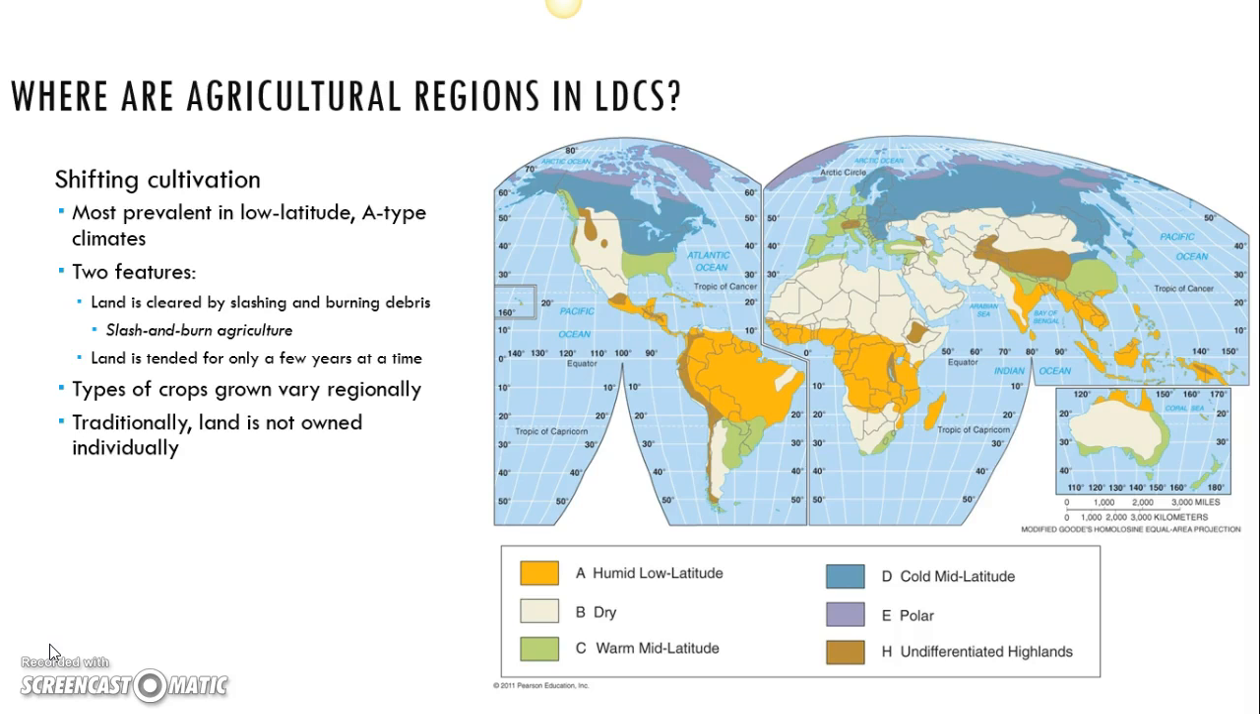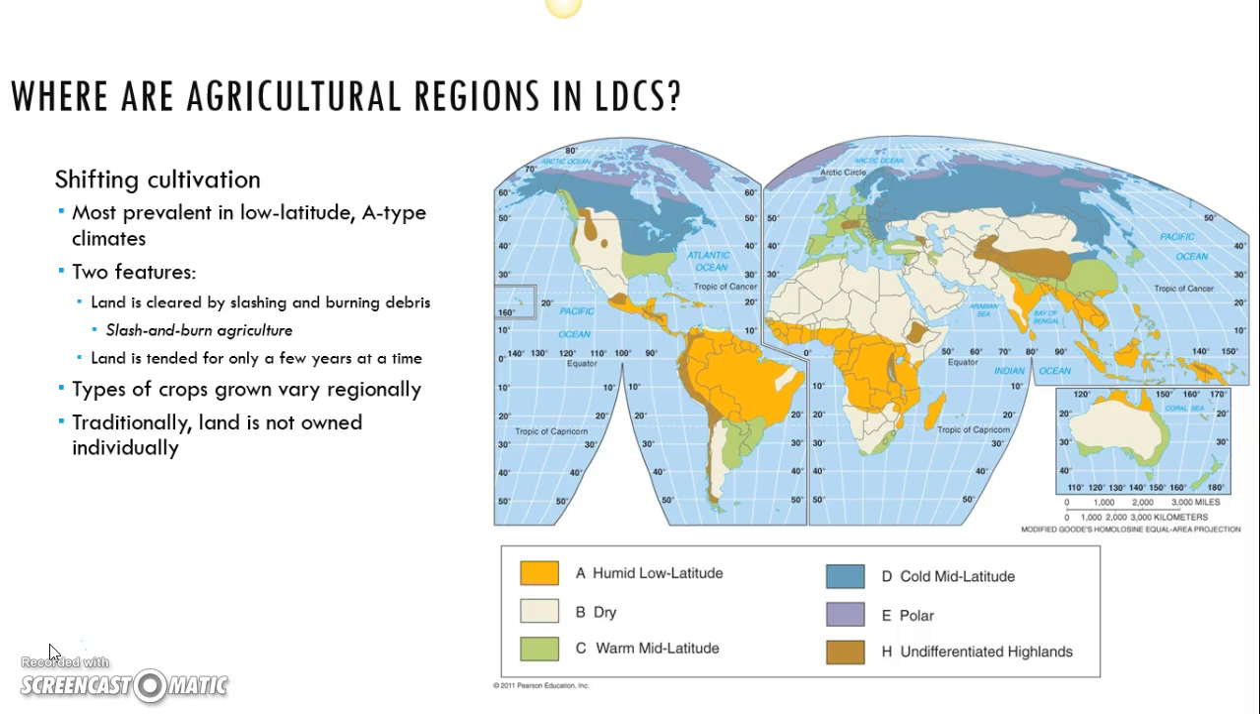One is that the land is only tended to for a few years at a time. So we clear some land, we grow on it for a few years, and then we move to the next plot of land. Okay, so shifting cultivation is not the same thing as pastoral nomadism, where we're moving around herds. Okay, this is fixed cultivation for a set length of time, a few years.